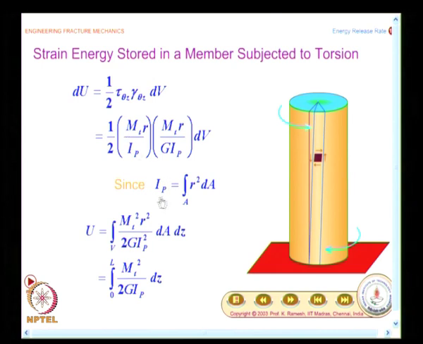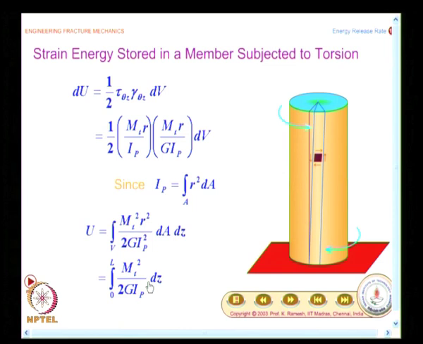And you also know the polar moment of inertia is given as integral r squared dA. So, this will become I p after integration. So, you get the final expression as integral 0 to L m t squared divided by 2 G I p dz. In fact, if you recall the lectures on Castigliano's theorem to find out deflection, you would have developed these equations and also used them to find out the deflection. It is only recapitulation, and this is desirable.